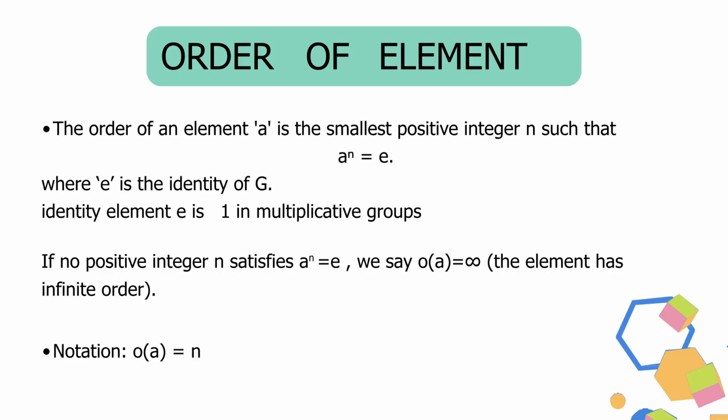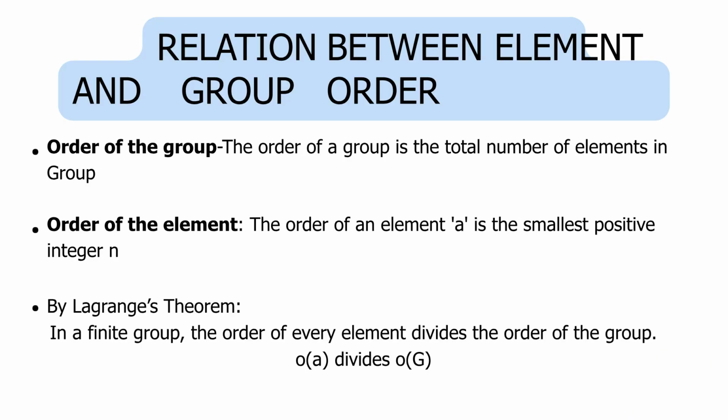The order of an element A is the smallest positive integer n, such that A raised to the power of n equals the identity E. If no such integer exists, the element has infinite order. The order of a group is the total number of elements. By Lagrange's theorem, in a finite group, the order of every element divides the order of the group.